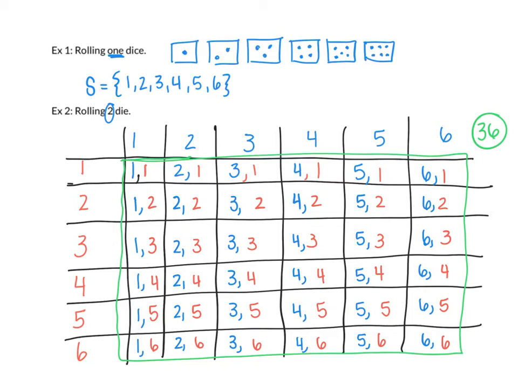Because if you notice, this 4, 3 represents rolling a 4 on the first die and a 3 on the second die, versus this 3, 4 represents rolling a 3 on the first die and a 4 on the second die. So those are 2 different outcomes. So I have to account for all the outcomes. So this would be my sample space.